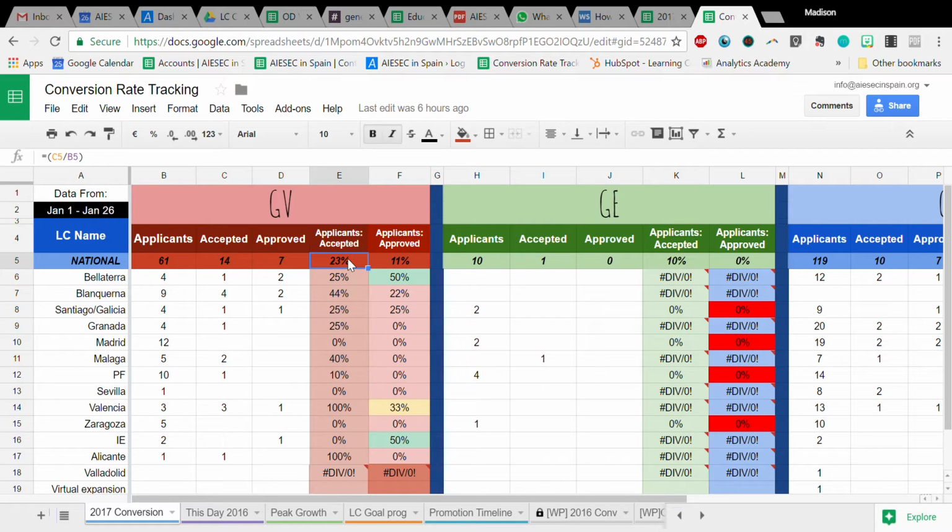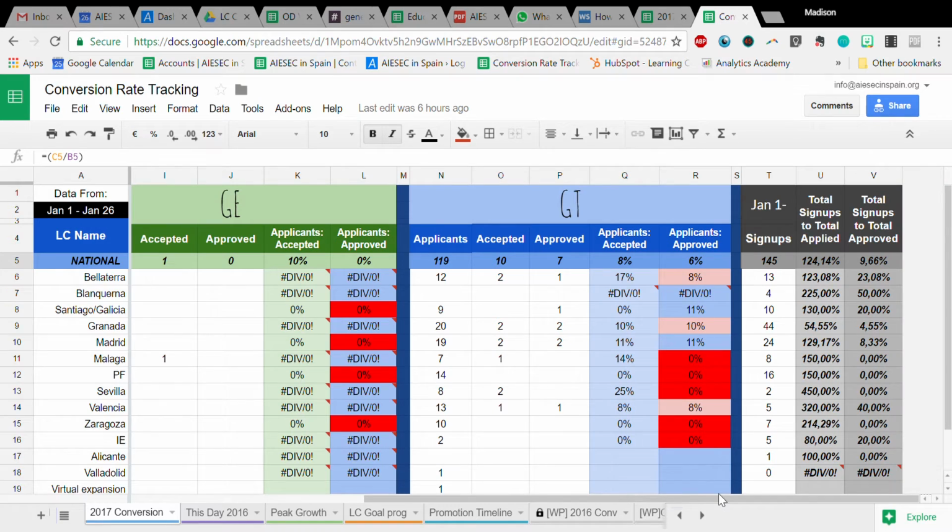But keep in mind that our conversion rate, especially for GT, for applied to approved is really, really low. So I would not necessarily go by this national average, especially for GE or GT, because these numbers are extremely low.